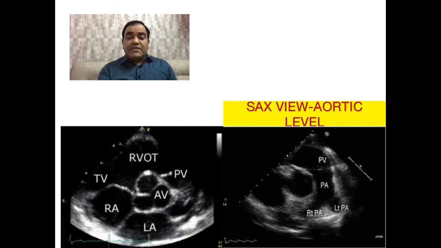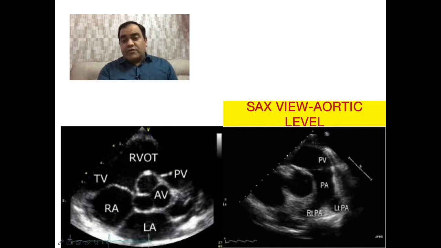For example, this is the short axis view at the aortic level, as we can see here in this diagram. In this diagram, we can see clearly the aortic valve, and we can identify all the three cusps of the aortic valve, and we can see the right ventricular outflow tract, tricuspid valve, right atria, left atria, and the main pulmonary artery with pulmonary valve.